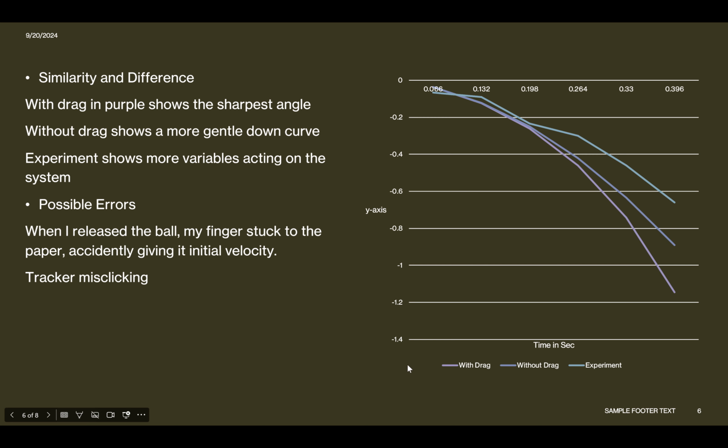Those results formulate right here. So with drag, in purple, shows us our sharpest angle going down. Without drag shows a more gentle downward curve, and then our experiment shows more variables acting on the system, so it looks a little more crazy. So some possible errors: if you saw in the video, my finger got stuck to the piece of paper, accidentally giving it a tiny bit of initial velocity, and so it wasn't an exact downward force. And there also could have been another error in me messing up drag or clicking in the wrong place. And those are some possible errors.